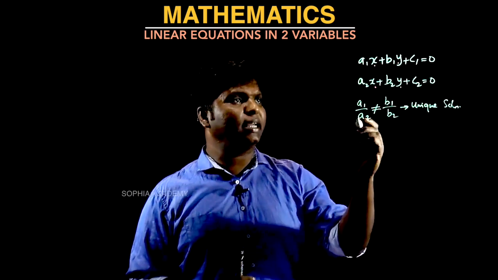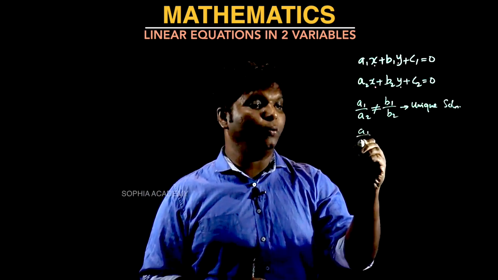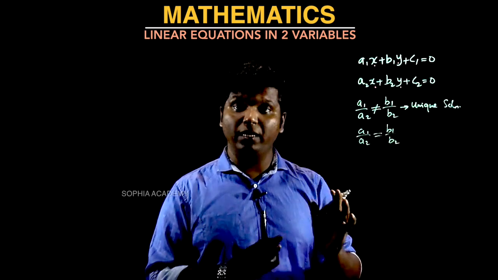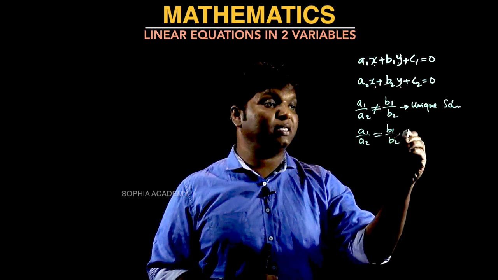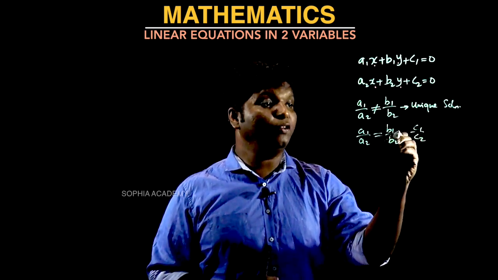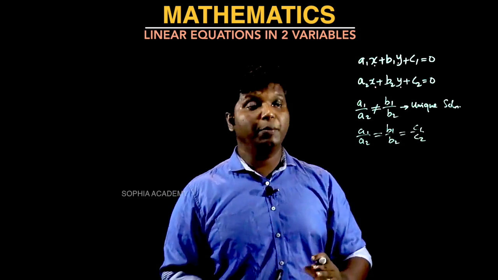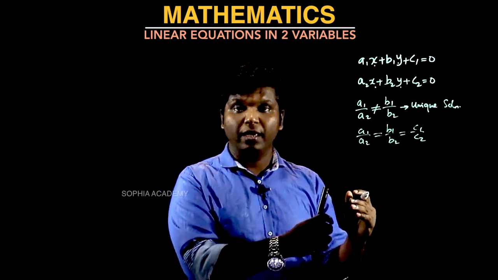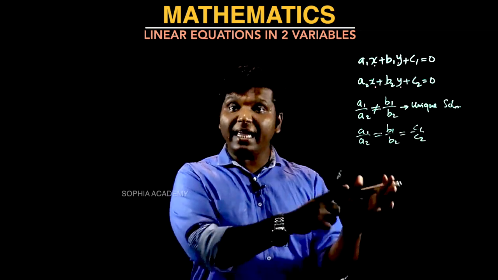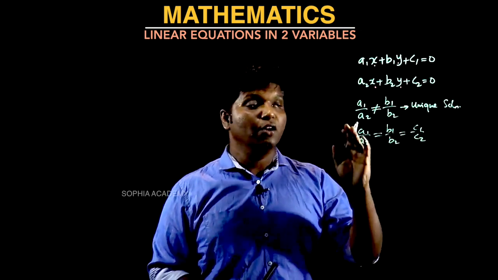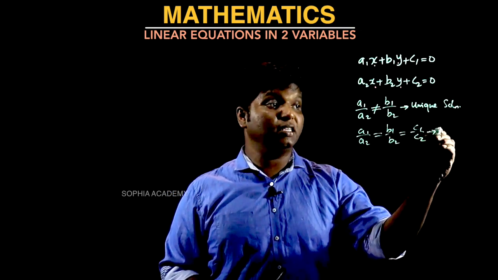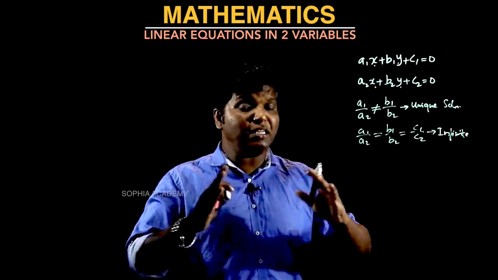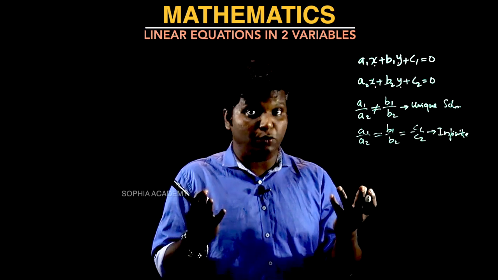And case number 2, the second category: if you find the ratio a1 by a2 and b1 by b2, and you find that both of them are equal, then you find c1 by c2 also, and you find that it's also equal. That means a1 by a2 is equal to b1 by b2, and that is also equal to c1 by c2. That means all three ratios are equal to each other, and in this case we will say that there will be an infinite number of solutions. Infinite means plenty of solutions, not a single solution.